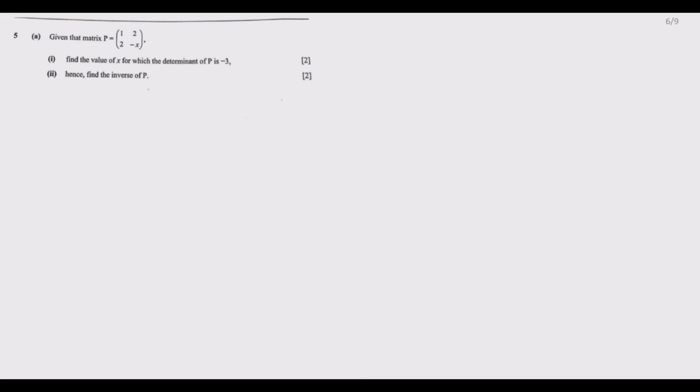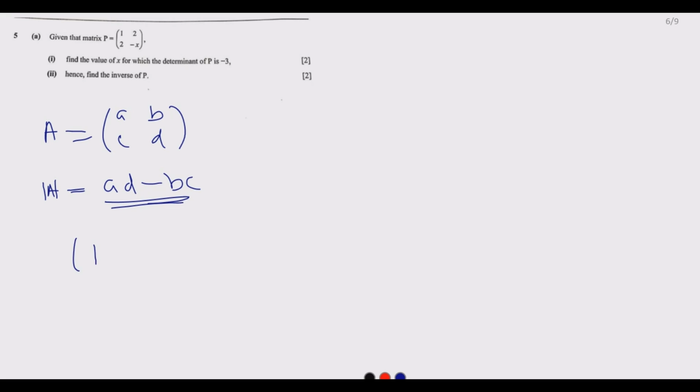What is critical here is understanding what a determinant is. If you're given a general matrix A, B, C, D, the determinant of A is given by A times D minus B times C. Similarly in this case, from the matrix 1, 2, 2, minus x, the determinant will be this multiplied by that, then minus this one multiplied by that.